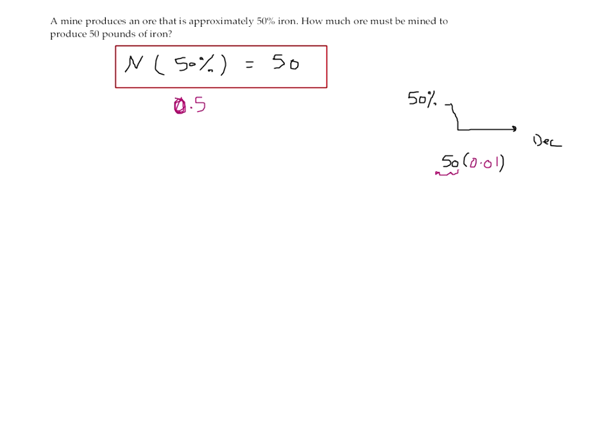0.5, or half of something, is equal to 50. So now I can work with this equation. So what do I have to divide both sides by to solve for N? 0.5. So N is equal to 50 divided by 0.5. If I do that, what do I get?